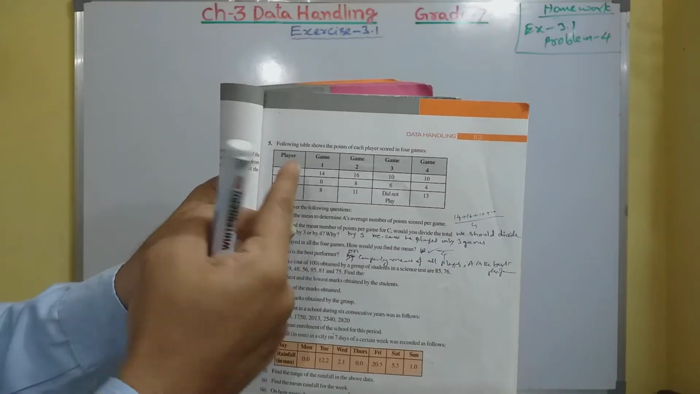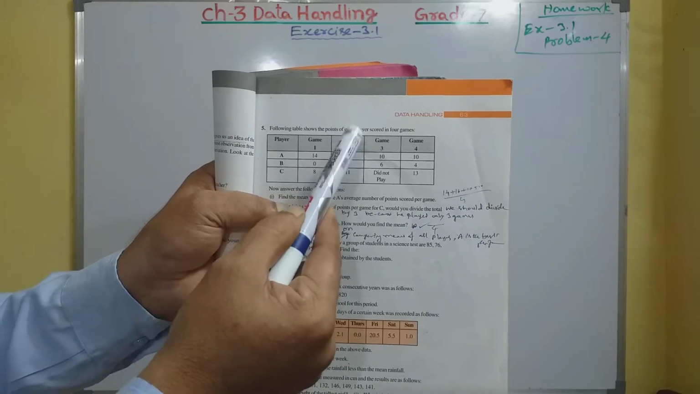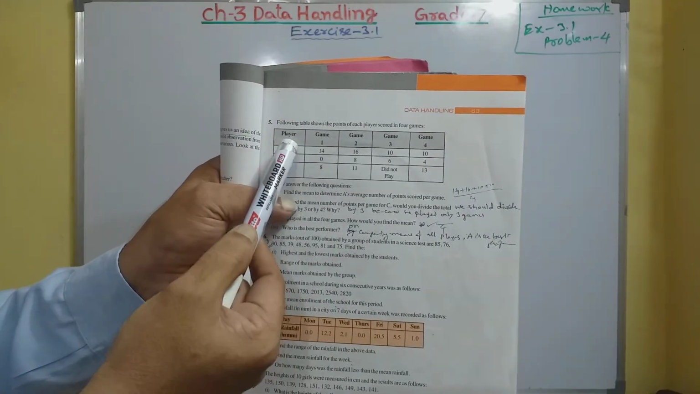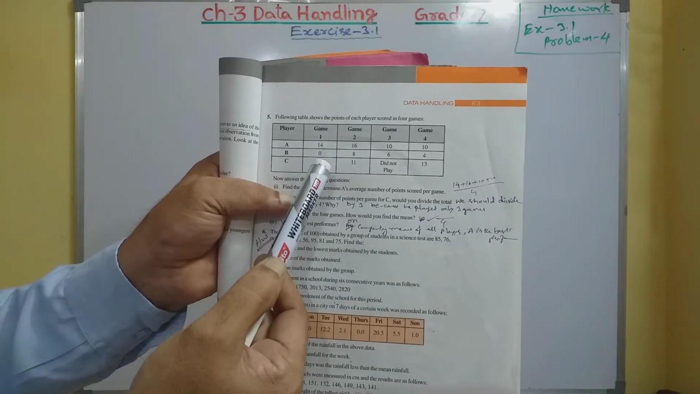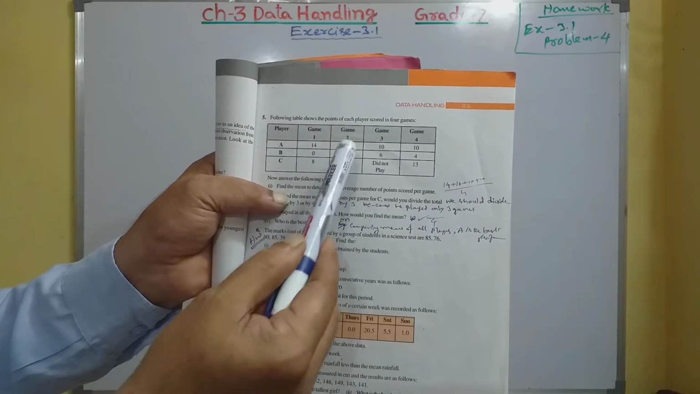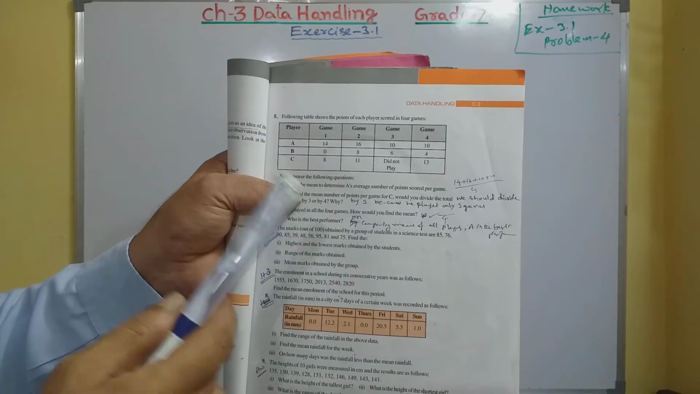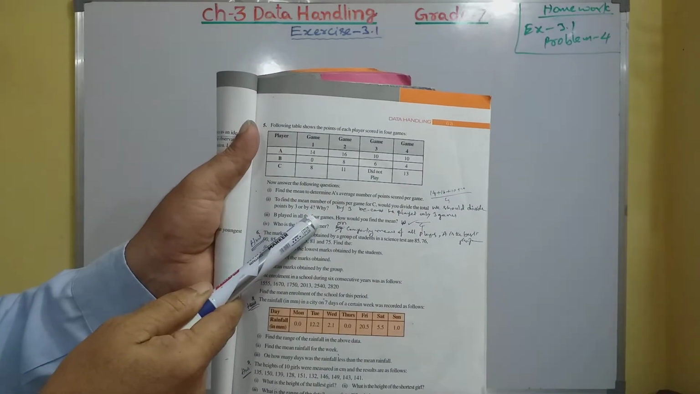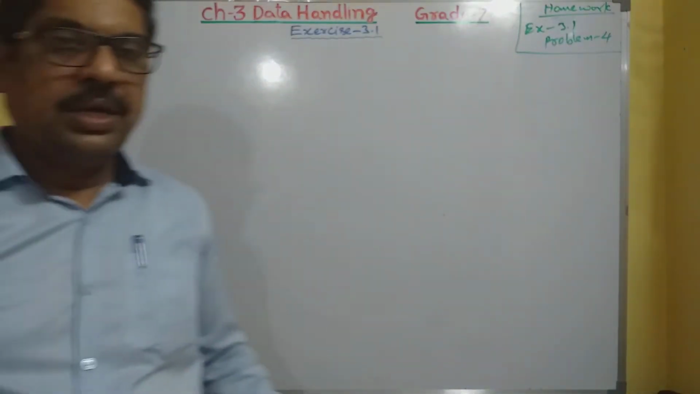There are 3 players, A, B and C. Here game 1, game 2, game 3, game 4 are given. In game 1, A, B, C have got 14, 0 and 8. That is the score of the players. Like that in game 2, 16, 8, 11. Like that the information has been given. Below that, some questions are given. We need to answer those questions. Okay, did you understand?